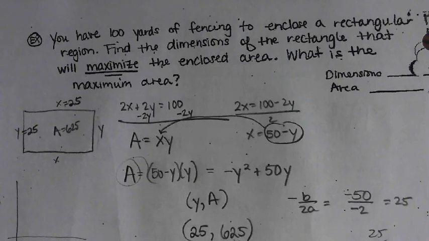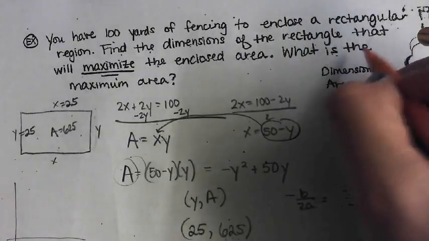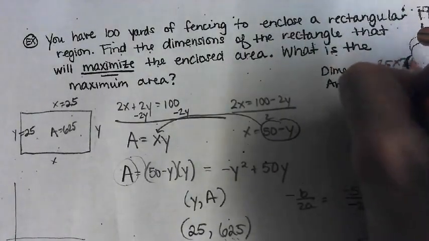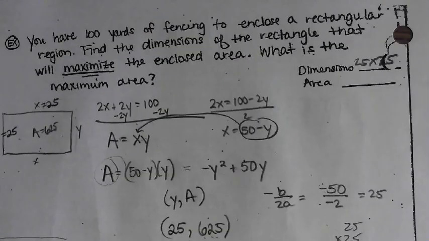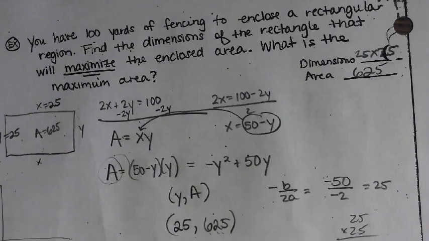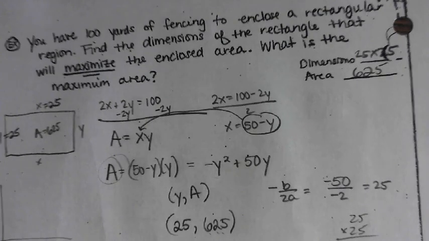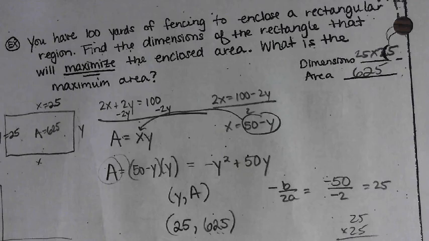So find the dimensions of the rectangle that will maximize the area. The dimensions are length times width. So the dimensions are 25 by 25. And the maximum area is 625. Now, they usually won't ask you all of those. They might just ask you what length will maximize the area. They might say what width will maximize the area, or they might say what are the dimensions, in which case you need to include both, or they just might say what's the maximum area possible. You just have to read the question and pay attention to what they're asking for.